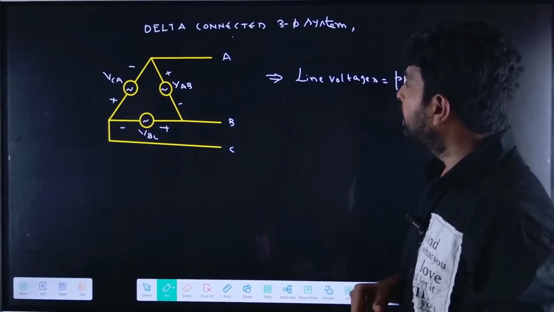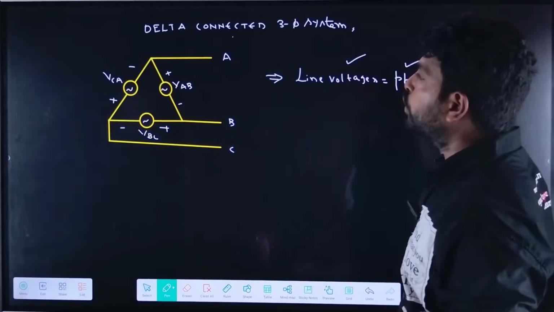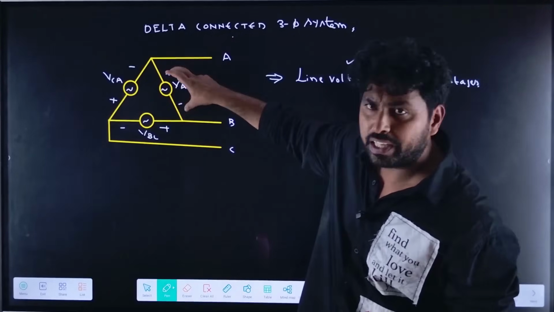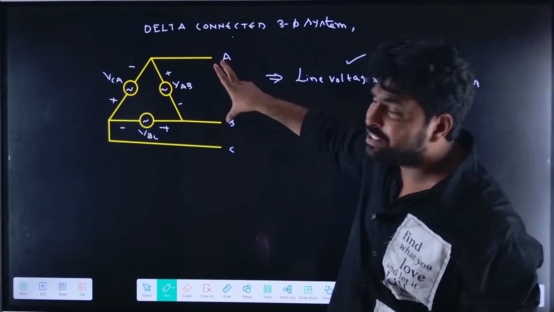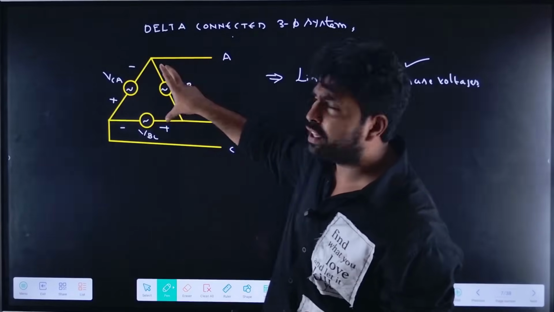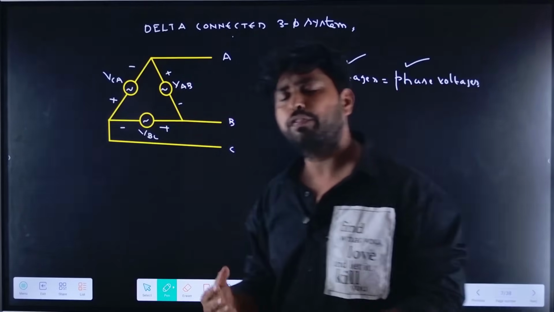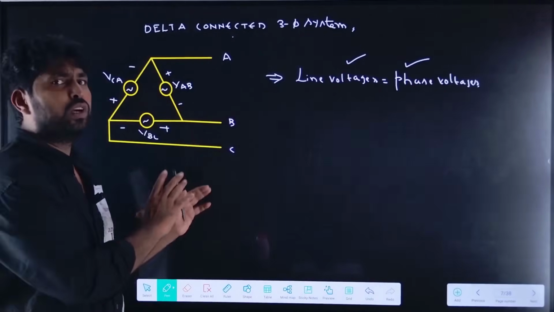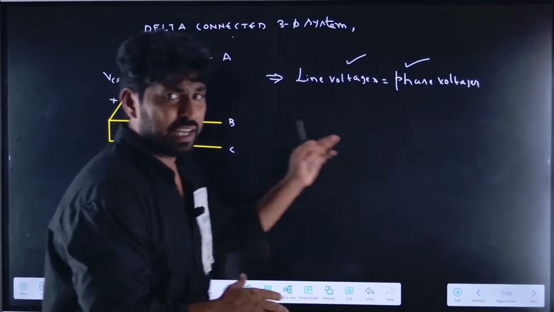So we got the line voltage equal to the phase voltage because the phase voltage is VAB. If you take the line also, it will be VAB. So VAB equals VAB, both are the same. So the phase voltage is equal to the line voltage. At this stage, the line voltage and the phase voltage are the same in case of the delta connected system.